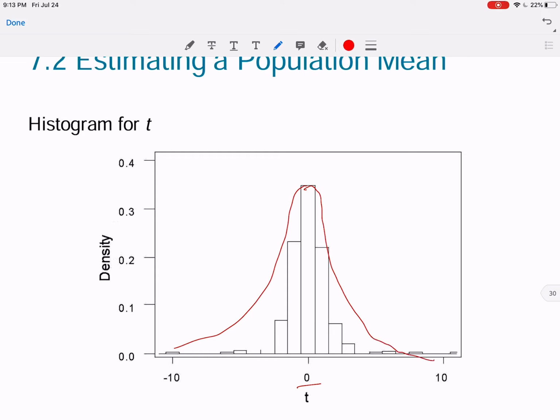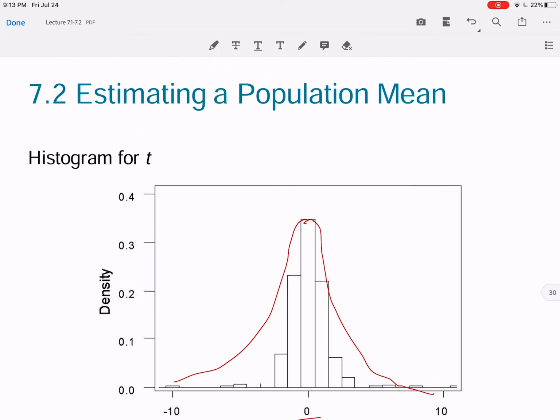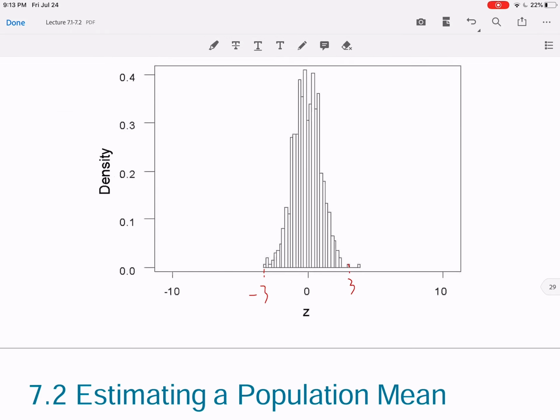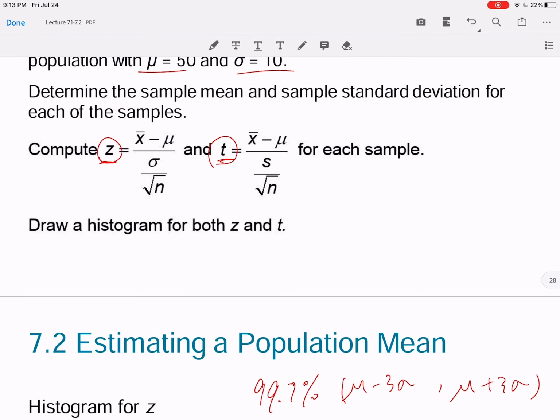So we can tell the t is more spread out. The t gets longer tails than the z, and that's the main difference between z and t. What makes the longer tails in t is this little s over here. The little sample standard deviation is a variable itself, because it changes from sample to sample. So this variable here makes the t distribution more variable than the z over here.